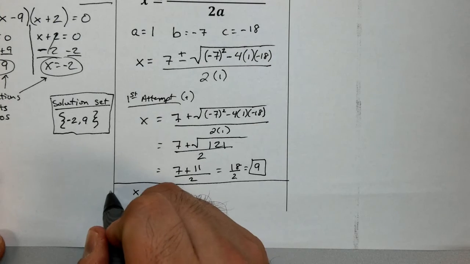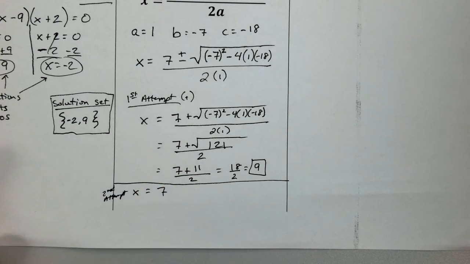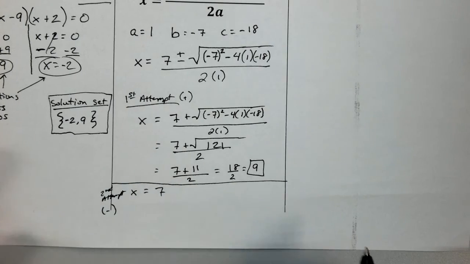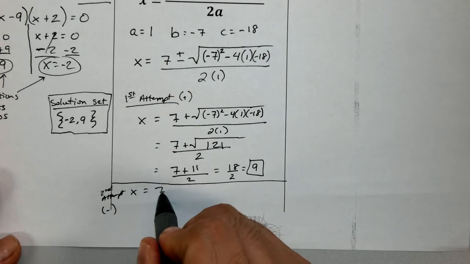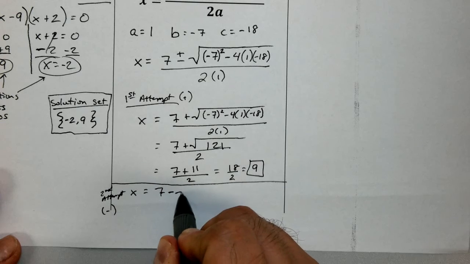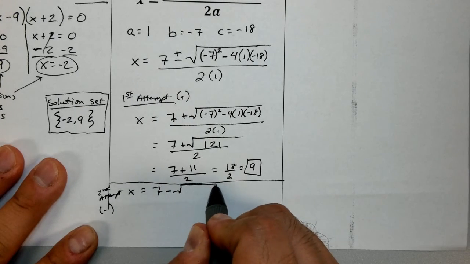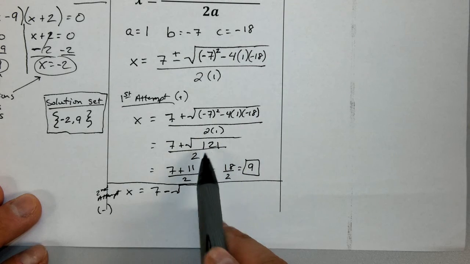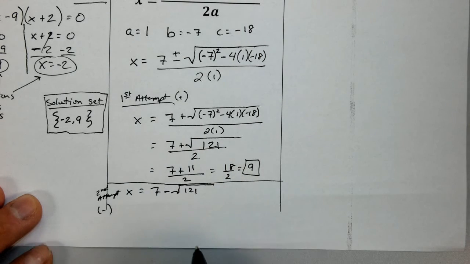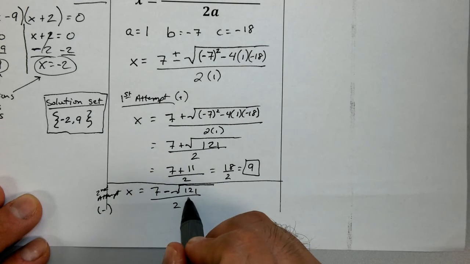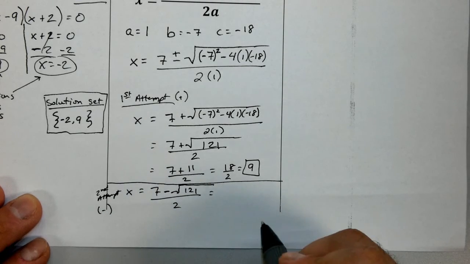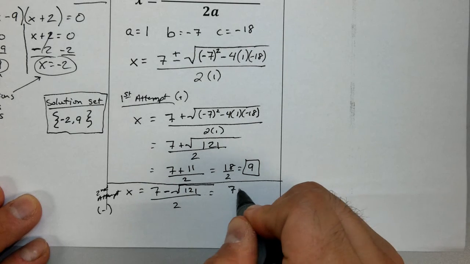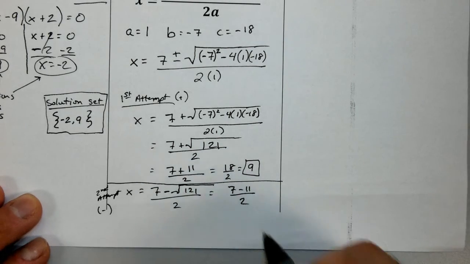You have to do it again. Your second attempt will have a minus sign. Remember? So we're going to rewrite the same problem with a subtraction sign. And I don't need to write all this stuff out again. We already know that it's 121, so I'm just going to put 121 over 2. And we already know that the square root of 121 is 11, so this is 7 minus 11 over 2.